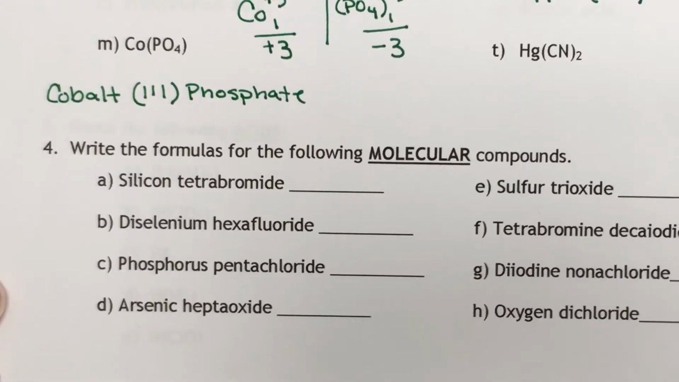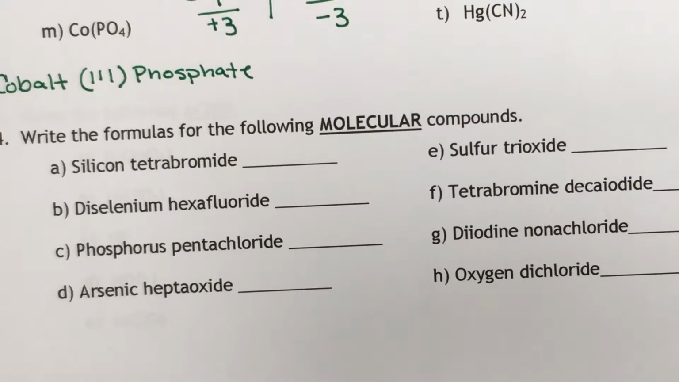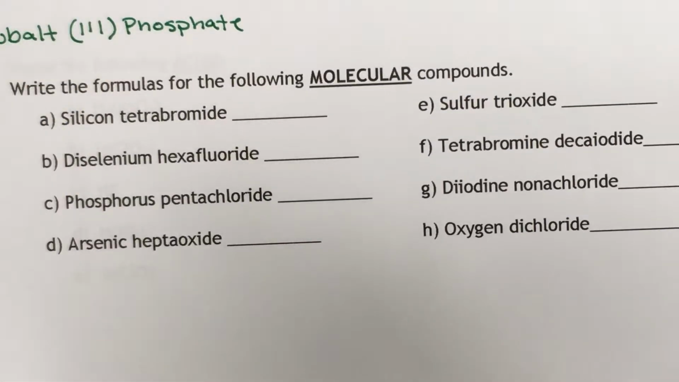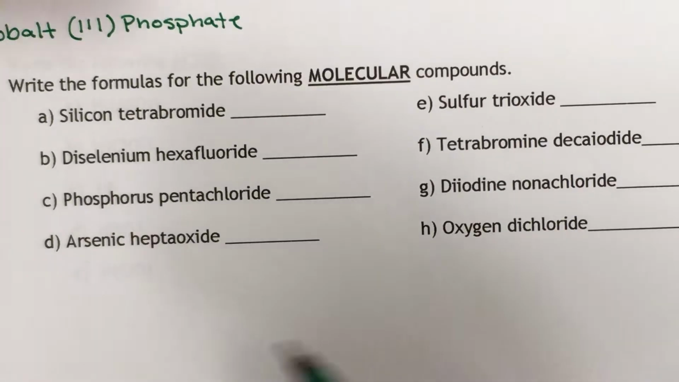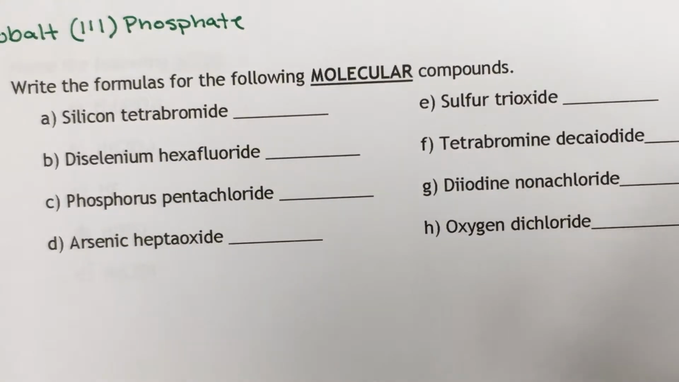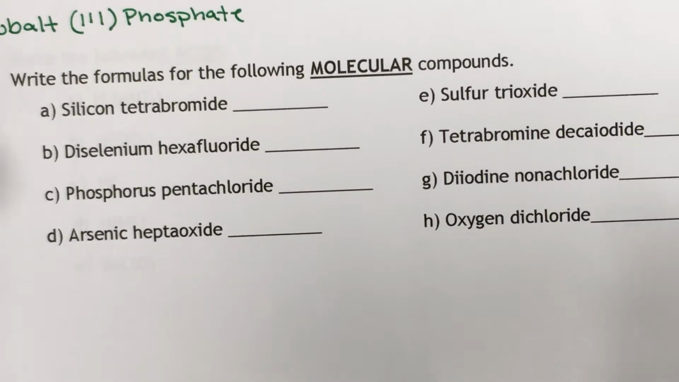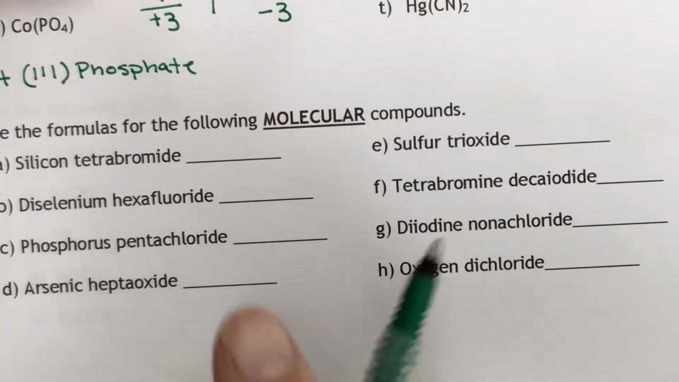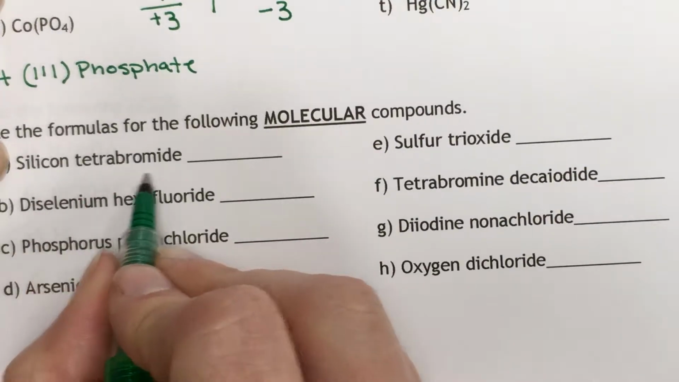Now let's move on to here. Molecular compounds. This is the one that's super easy. So don't forget your prefixes. You need to know your prefixes: mono, di, tri, tetra, all of those from 1 to 10. So, silicon tetrabromide.